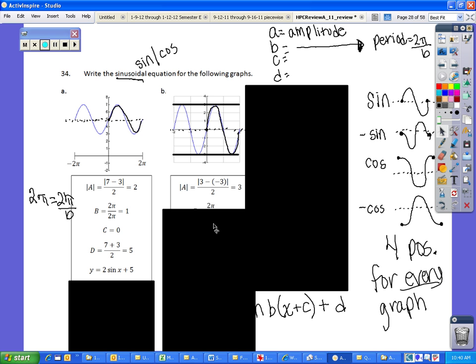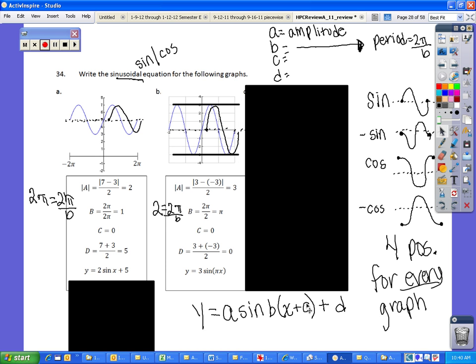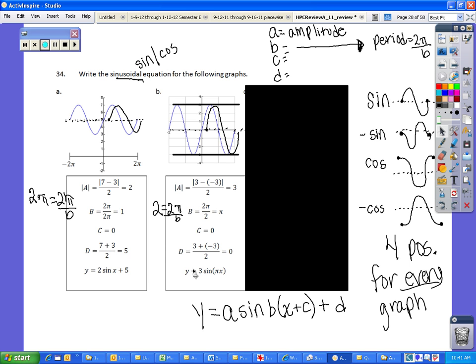So A is 3. B, again, I'm going to use the same concept of my period: however long my period is, equals 2 pi over the value of B, and solve. So for this one, my period, notice, goes from 0 to 2. So 2 equals 2 pi over B. Simplify again, interchange 2 and B, and you're left with 2 pi over 2. So therefore my B value is pi. We already talked about how C and D were both 0. So therefore now my equation is just 3 times the sine of pi x.